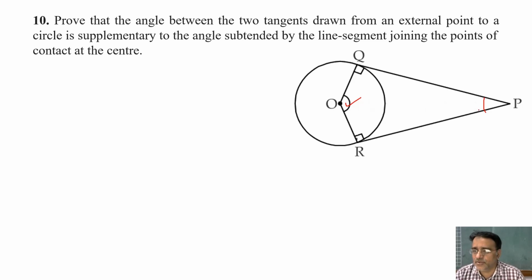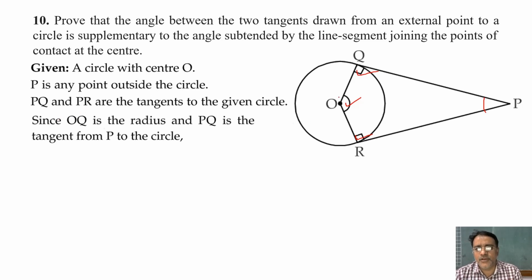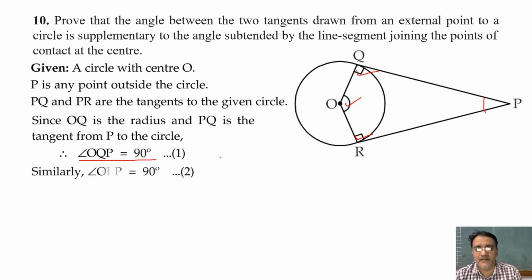तो उसके लिए क्या शो करना पड़ेगा? The sum of these two angles is 180 degree. Okay, so very easy. We will start with this, 90 degree. Circle is given with center O. P is any point outside the circle. PQ and PR are the tangents to a given circle. Since OQ is the radius and PQ is the tangent from P to the circle, therefore this angle is 90 degree. Why this angle is 90 degree? Because tangent is perpendicular to the radius.